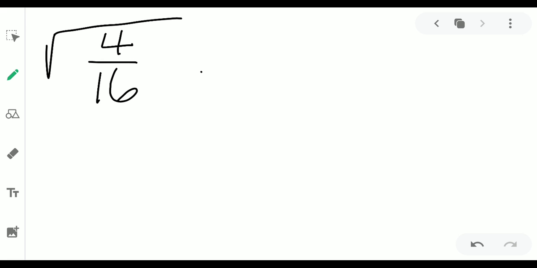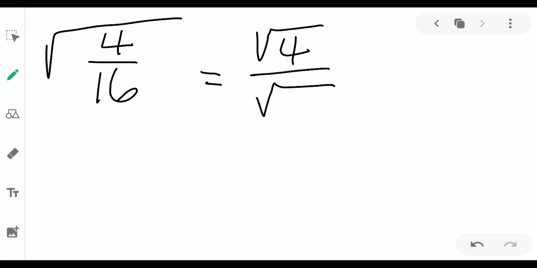Let's say the square root of 4 over 16. So this will give you the square root of 4 divided by the square root of 16. So what is the square root of 4? 2. The square root of 16? 4. So you are done. So the square root of 4 over 16 is 2 over 4. You can try your hands on many examples.